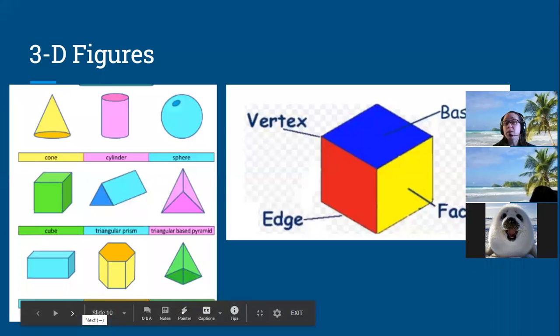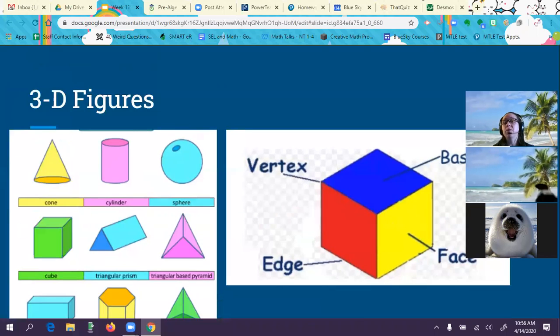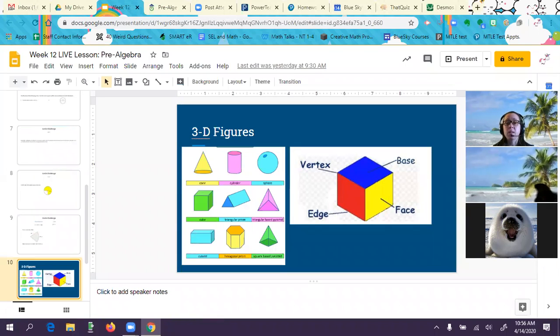But guys, you also have to do stuff with 3D figures. So I just want to throw that out. It's real simple. You're just identifying figures. It's a quick Moodle quiz. So make sure you use what's written on there. Okay?